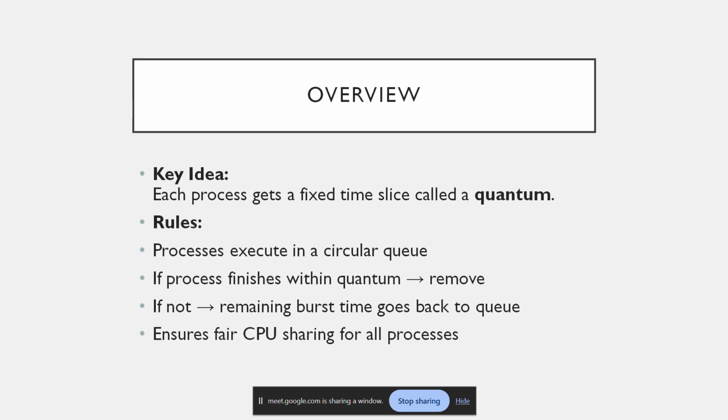Overview. Round robin works by giving each process a fixed time slice called a quantum. All processes wait in a circular queue. If the process finishes within its quantum, it leaves the queue, and if it doesn't, the remaining burst time is pushed back to the end of the queue. This keeps cycling until every process finishes, and the main goal is fairness. Every process gets equal and repeated access to the CPU.